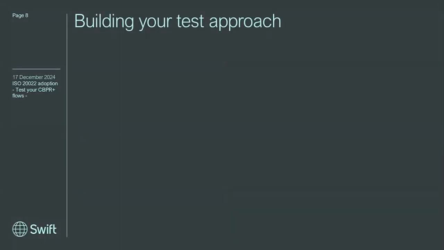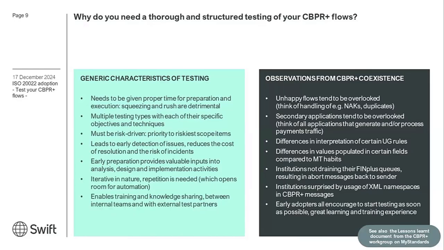And now let's take a look at the key principles for building a good test approach and ensuring that your project delivers on quality. First of all, why do you need structured testing, and testing in general, in the first place? Some of the benefits include early detection of potential errors, and faster and cheaper resolution times. And this is why testing teams need to be involved early in the project lifecycle.